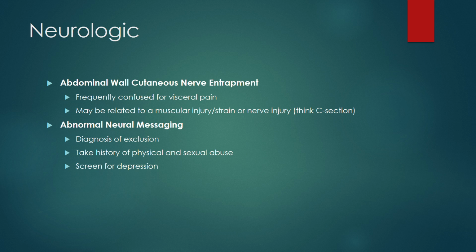Neurologic, so we can get abdominal wall cutaneous nerve entrapment. Essentially you have some kind of trauma or injury or strain to abdominal muscles or nerves. The classic incision for a C-section can cause this. And what is that called? That's right, a Van Steinel incision. Very bad, very bad.